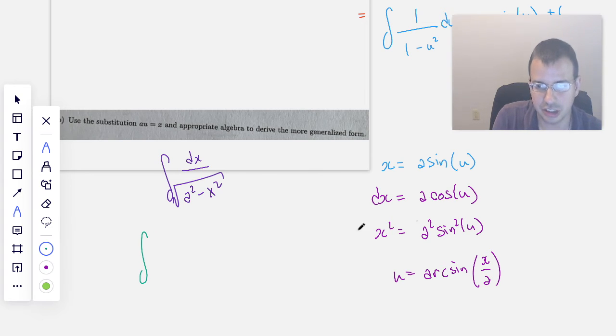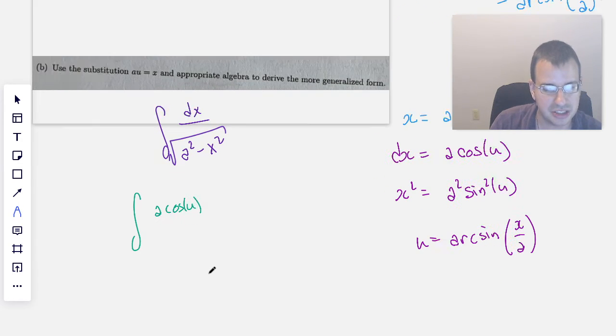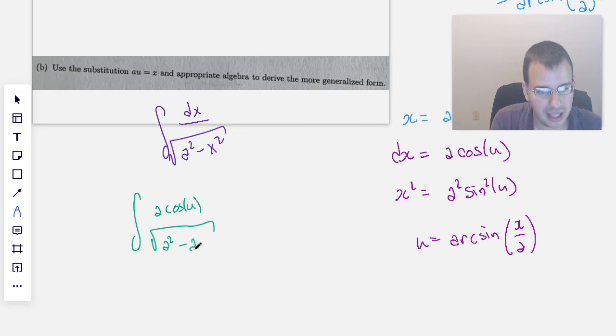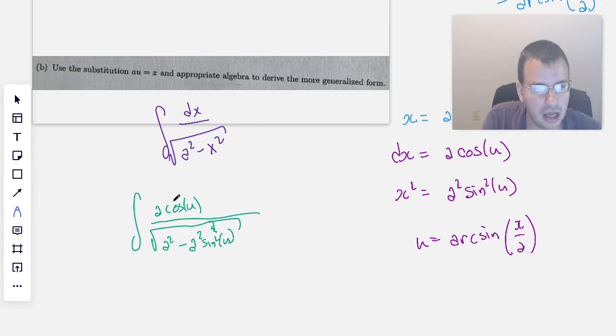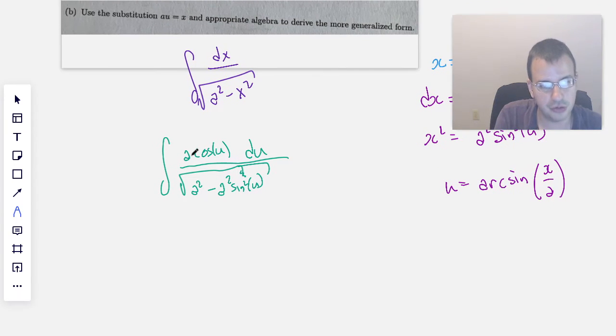So dx is going to be a cosine of u. A squared, well, that's just a squared, so we're going to leave it as such. A squared minus x squared. x squared is a squared sine squared of u. Oops, sorry, that's a 2. It's also supposed to be another radical there. I know that's cheating, but I'm going to do it anyway. Let's see, dx. Oh, I forgot a du here. Chain rule. du.